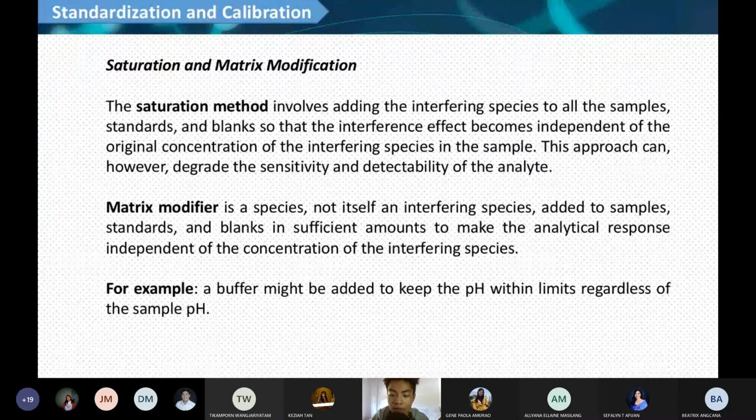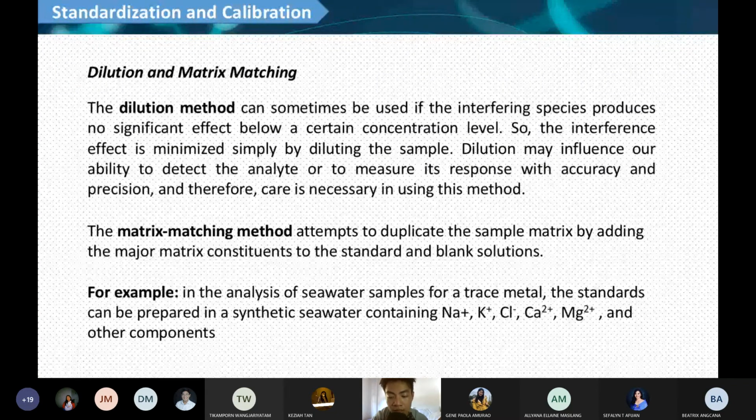For matrix modifier, you're going to suppress the interferences so that your instrument will read the analyte only. So there are two contrasting methods. And the last is the dilution method and the matrix matching.